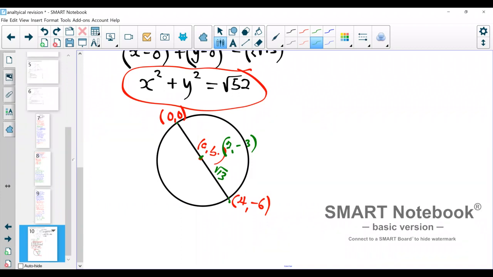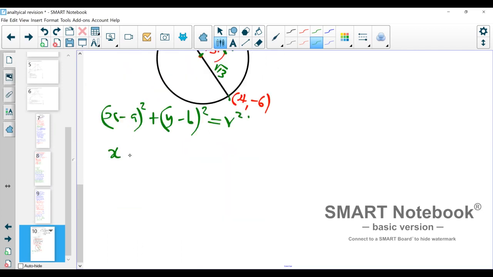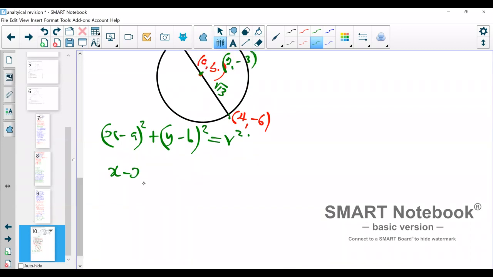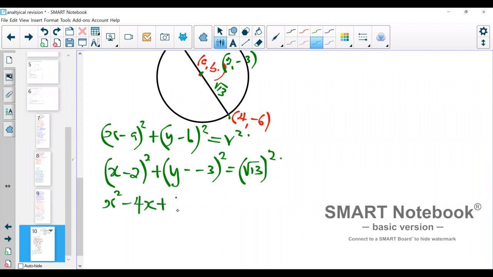Now, what is my formula? X minus A squared plus Y minus B squared equals to what? R squared. Can we substitute quickly? What is my A? My A is 2. X minus 2 squared plus Y minus negative 3 squared. What's my radius? Root 13, but it is all squared. So what are we going to get? X squared minus 4X plus 4 plus Y squared. This is going to be plus 6Y, plus 9, equals to what?